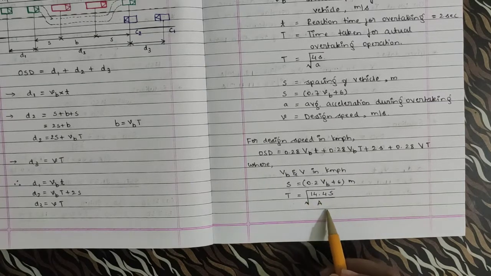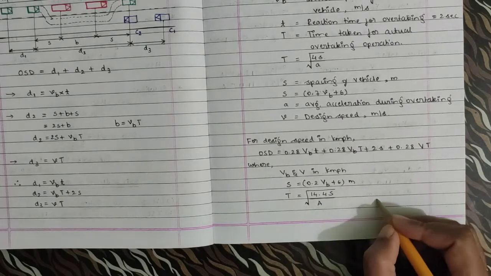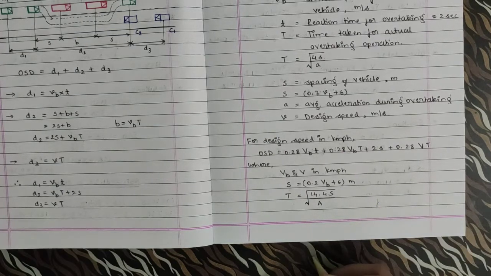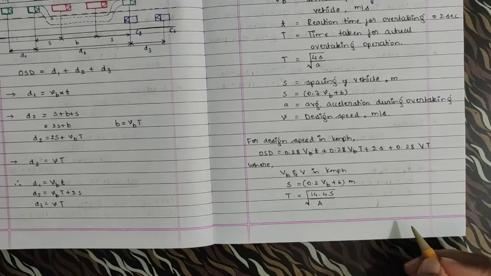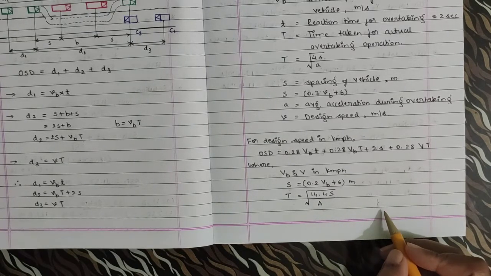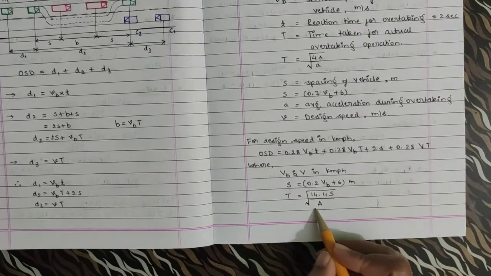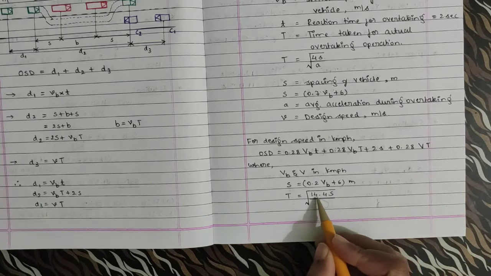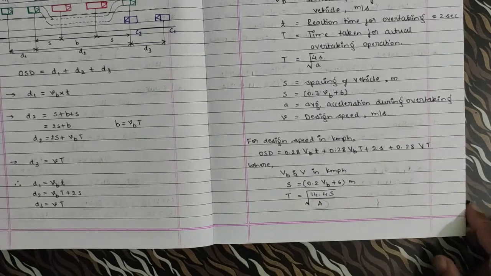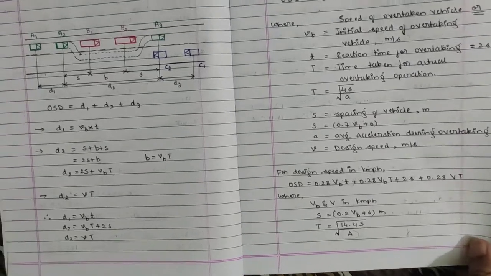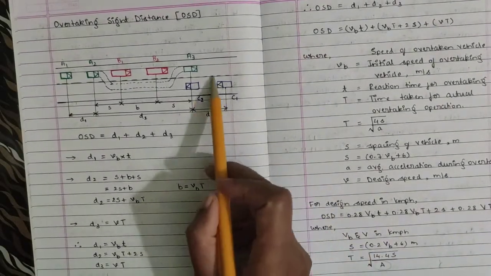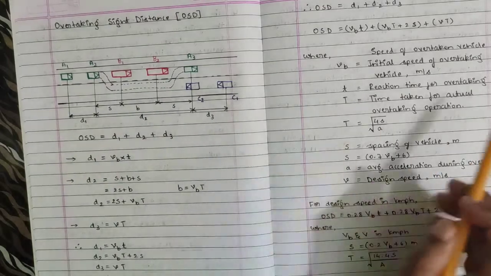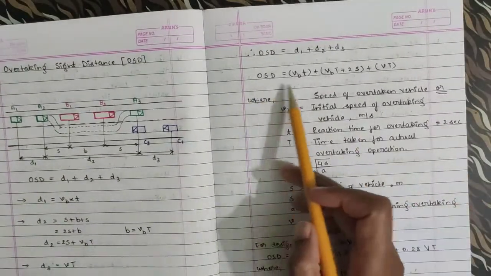It is with respect to the design speed, as you had different values for f in the previous one, that is stopping side distance. In stopping side distance you had some IRC recommendations for friction, isn't it, the coefficient of friction. In the same way you have IRC recommendations for the acceleration during the overtaking operation. Hope this is clear. Now we know what overtaking side distance is, how to analyze this overtaking maneuver, and the formula to calculate overtaking side distance.